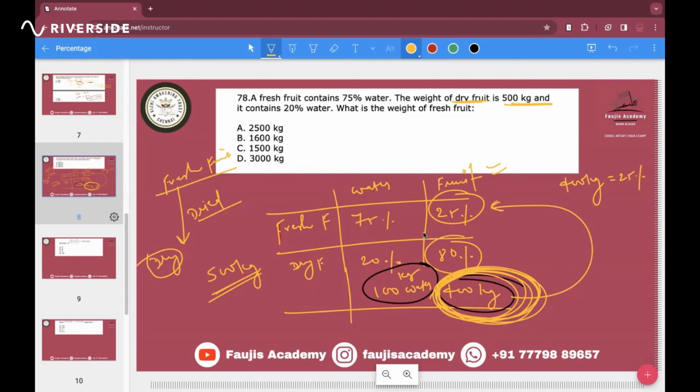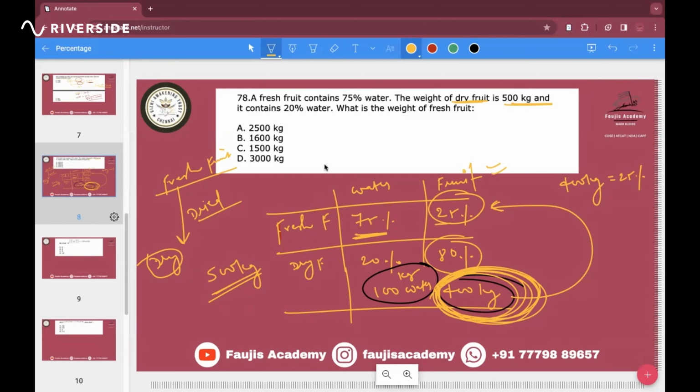In dry fruit, water content is so less. See, water all got evaporated. Only the flesh is remaining. 80% of flesh is there, only 20% of water is there. But in fresh fruit, there is more amount of water. 75% of water is there. The fruit is only 25%. Okay.